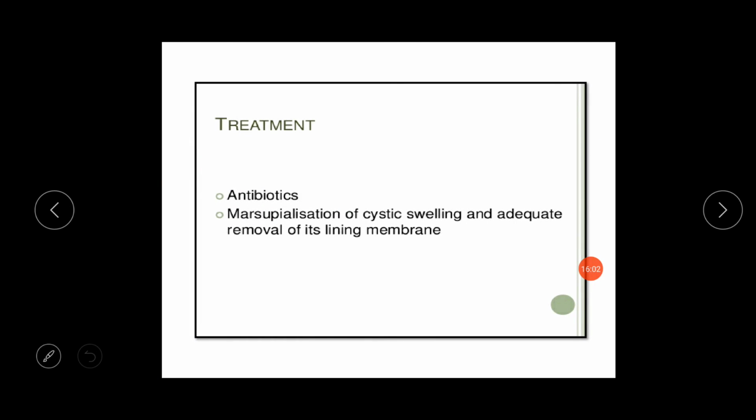Treatment is: if inflammation or infection is present, antibiotics should be prescribed, and whenever there is no infection, marsupialization of the cystic swelling and adequate removal of its lining membrane so it will not recur. So this is the main treatment for Thornwaldt cyst or pharyngeal bursitis.